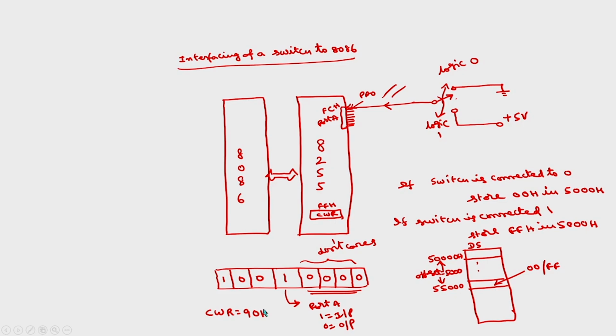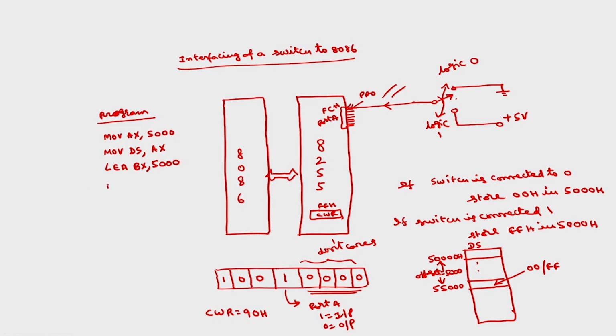So, initially you have to load this 90H. If I read the program, the first 2 instructions are: move AX comma 5000, the starting of the code segment, then move DS comma AX, and the offset is 5000 that you can point to. You can take LEA BX also, or SI also, say BX 5000, because the offset is also 5000.